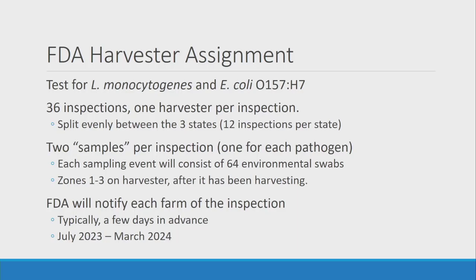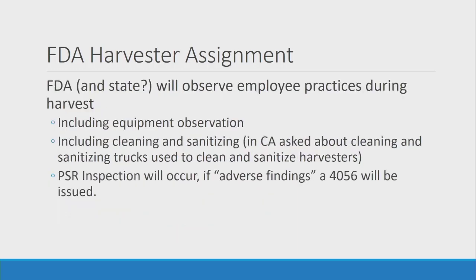FDA does notify the farms in advance that they will be included, or that they will have an inspection happen, and they have this time frame going from July 23 until March of this year. And the inspections actually, I think the first one happened in August of 23 out in California. All right, on these assignments, FDA will go out, and I said FDA and state because in California, Arizona, and Florida, the state departments of ag have been invited. It's up to them if they want to go as well. Can tell you in all cases they have chosen to go as well, but FDA and state will go out.